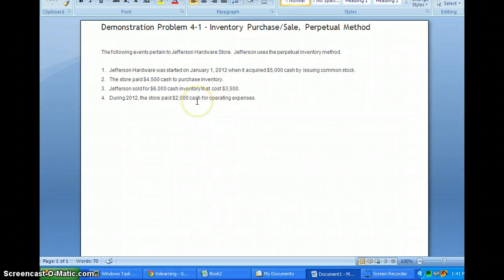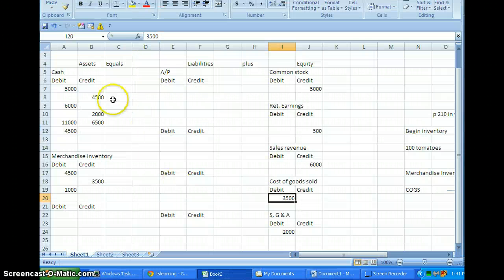Now, the store pays $2,000 cash for operating expenses. Cash goes down by $2,000, and expenses, SG&A, goes up by $2,000. Now I've totaled this up right here for you. This is the total credits. This is the total debits. Company has $4,500 in cash. Company has $1,000 in inventory. So the assets are $5,500. There were no liabilities in these transactions.